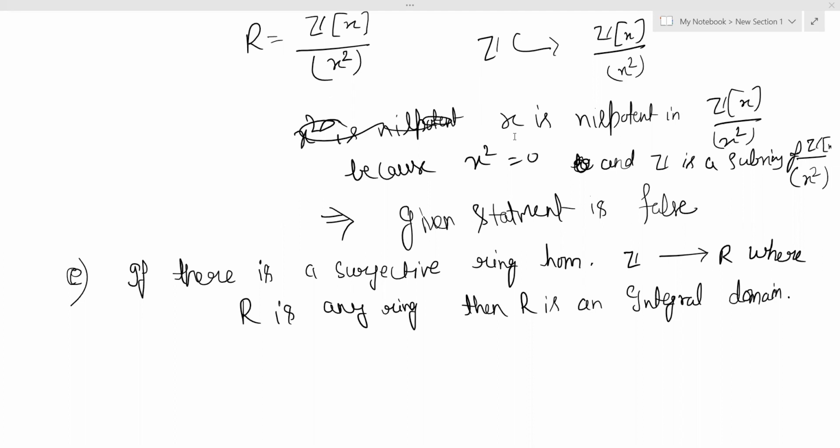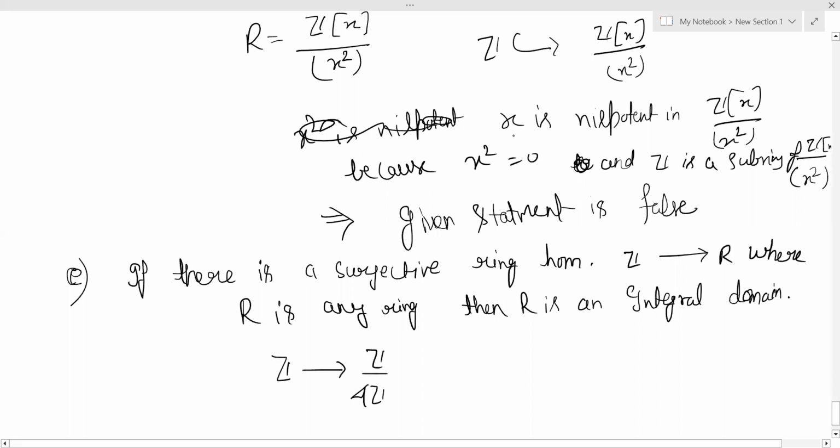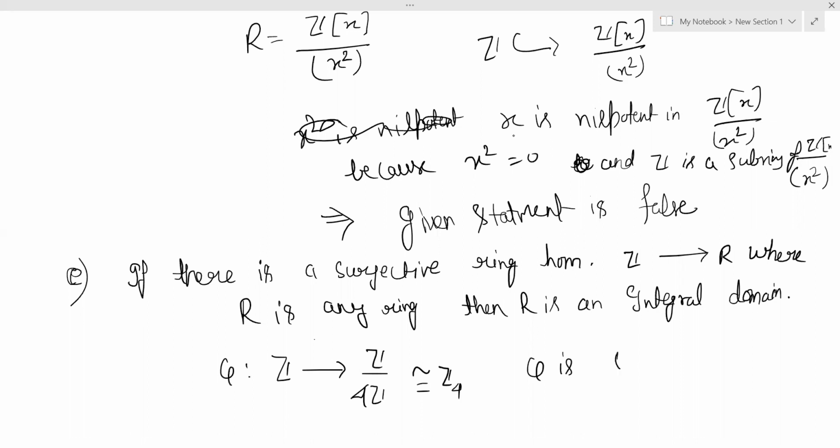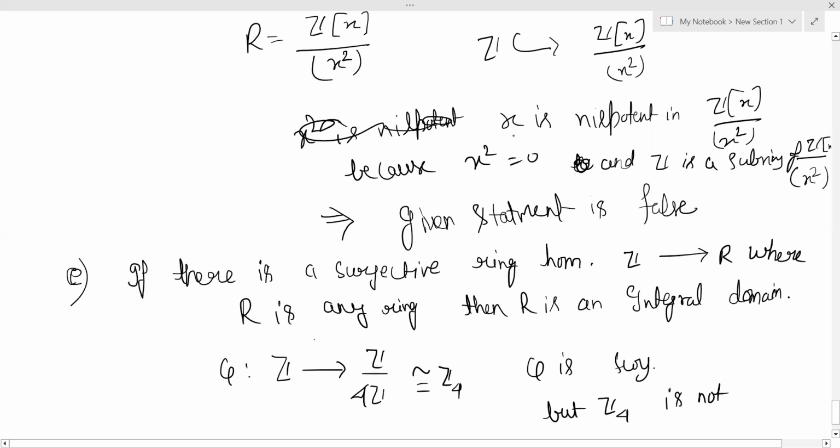If there is a surjective ring homomorphism Z to R, where R is any ring, then R is an integral domain, we have to prove. So is this correct or not? This is obviously a false statement, right? Take Z to Z mod 4Z, which is isomorphic to Z4, and this homomorphism is just a projection homomorphism. This phi mapping Z to Z mod 4Z is surjective, but Z4 is not an integral domain, right?